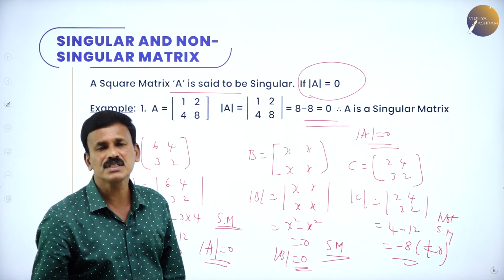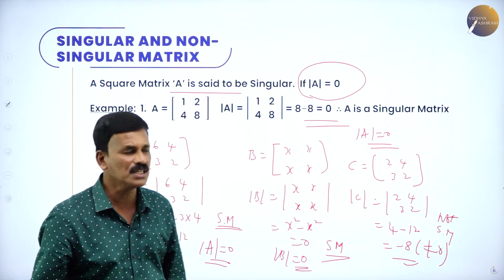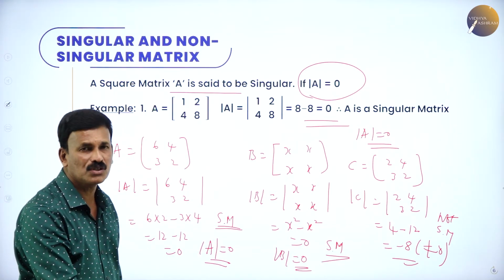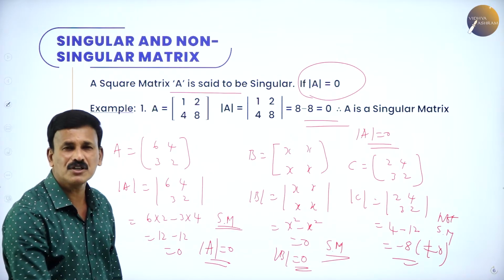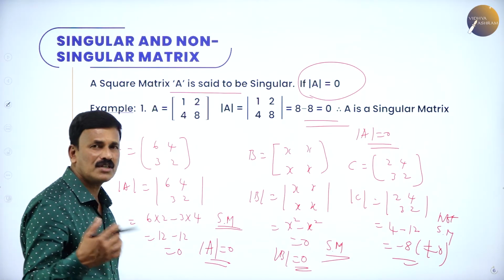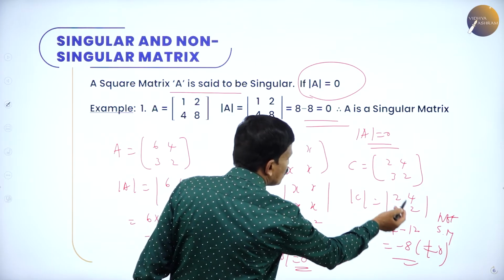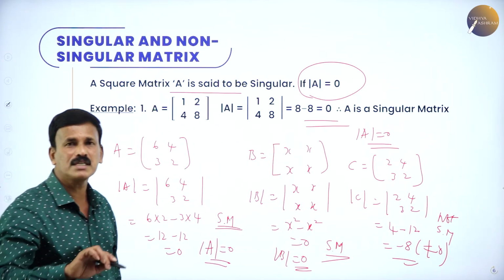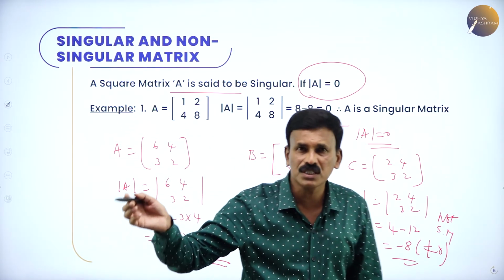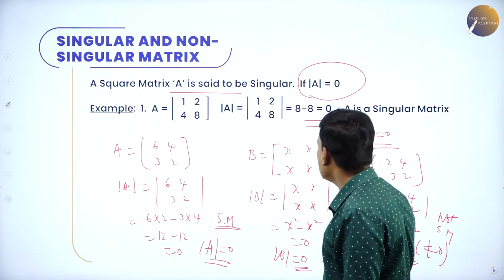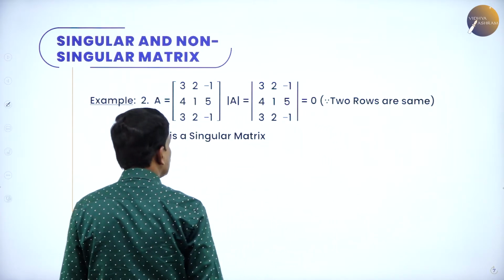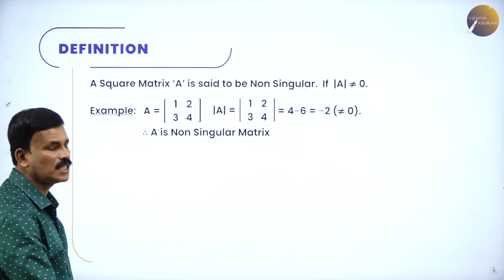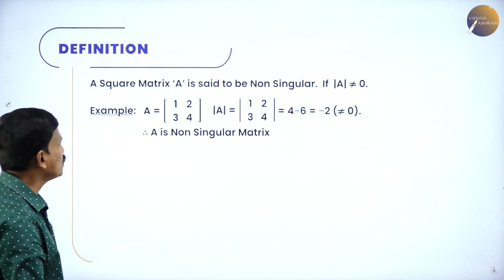Now the next definition is non-singular matrix. A square matrix A is said to be singular if determinant of A is equal to 0. If determinant A is not equal to 0, then that is called a non-singular matrix. If determinant A is equal to 0, singular matrix. If determinant A is not equal to 0, then it is called a non-singular matrix. Let us take the non-singular matrix. A square matrix A is said to be non-singular if determinant of A is not equal to 0.